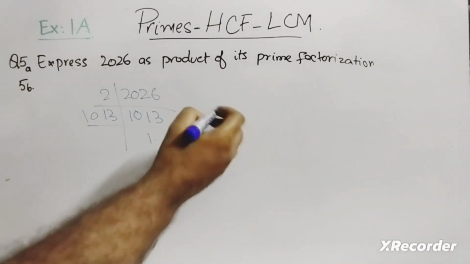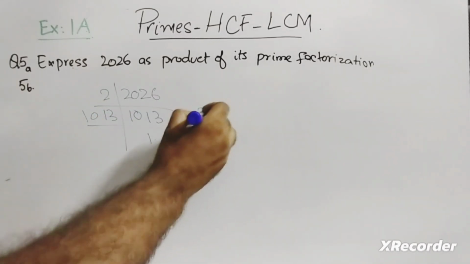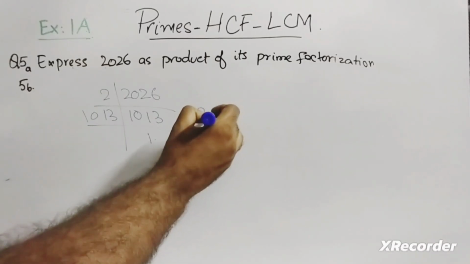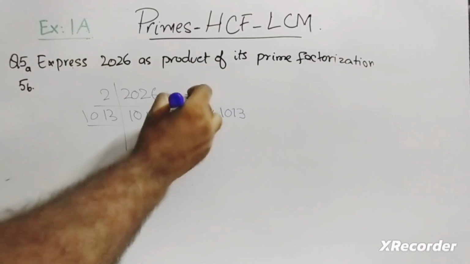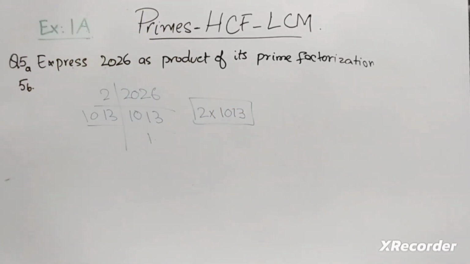So what factors do we get? 2 multiplied with 1013. This is the answer of our first part.